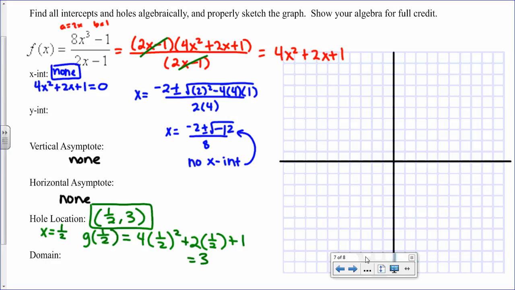Okay, y-intercept. So plug 0 in for x. And again, let's call our simplified one g, just so it's something different than f. And when you have a quadratic or any polynomial in standard form, remember your y-intercept is just the constant because all of these others will be 0. So 0, 1.